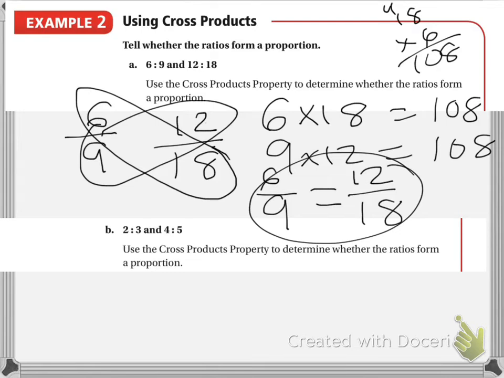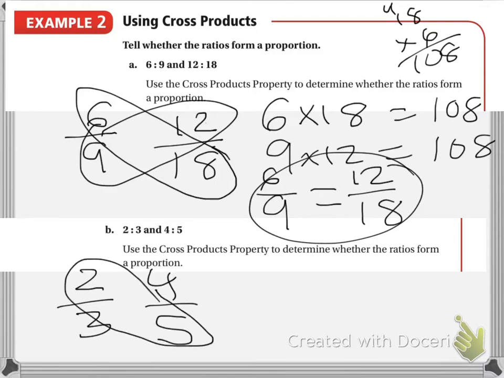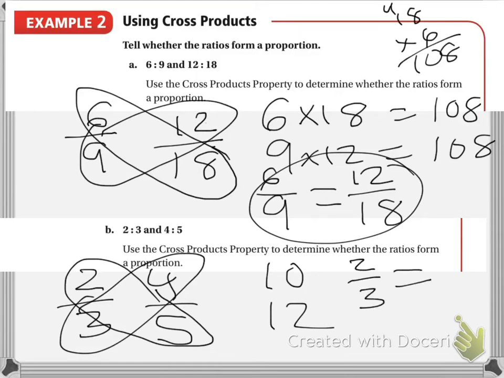All right, our next example, I'm going to do the same thing. I'm going to do cross products again. I'm going to change my 2 to 3 to 2/3, and my 4 to 5 to 4/5. I'll go ahead and do this diagonal: 2 times 5 is 10, and 3 times 4 is 12. So their cross products are not equal. Therefore, I know that 2 to 3 is not a proportion to 4 to 5. So that's another way to see if they are proportional.